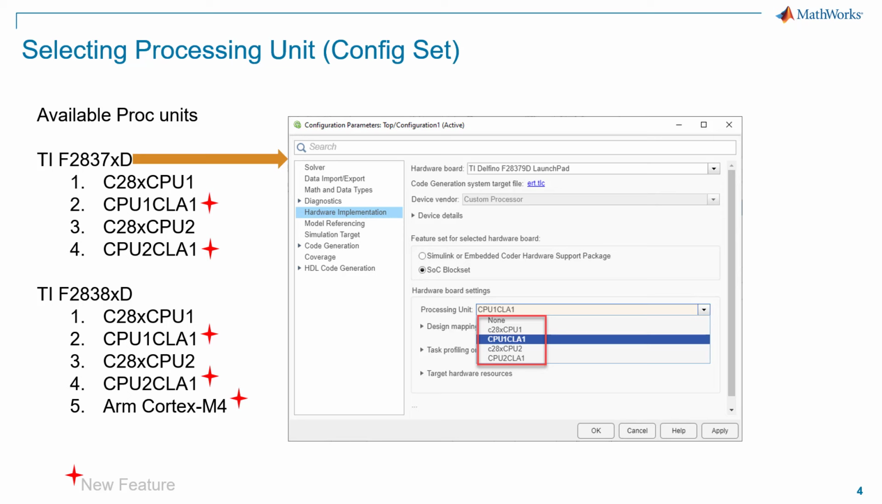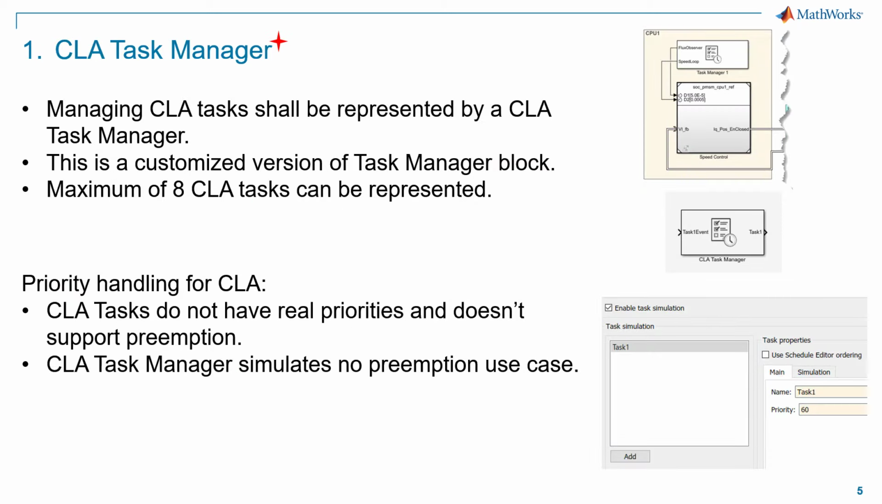In SoC Blockset semantics, the top model does not take part in the code generation. So the processing unit of the top model will always be selected as none. For the CLA processing unit, you must use the CLA Task Manager block along with the reference model. It is a customized version of the existing Task Manager block, as it can schedule a maximum of 8 tasks, and these tasks do not have real priorities, and it doesn't support preemption during simulation and code generation. Please note these limitations basically come from the underlying target which we currently support.